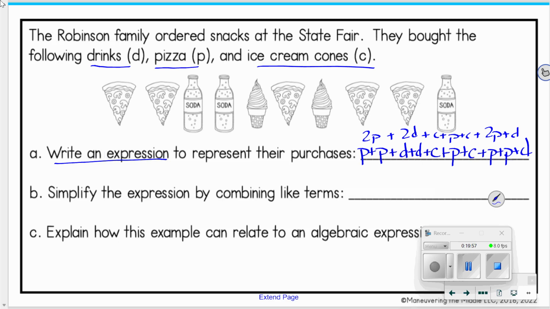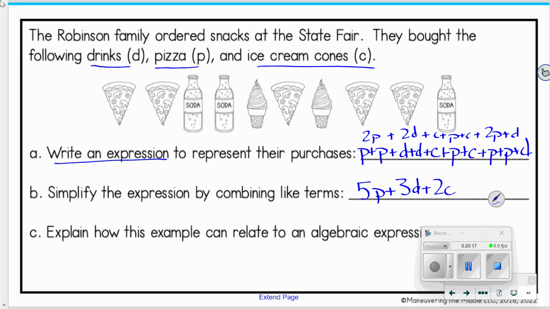The simplifying is literally where we put all of the same things together. So if you can start thinking in that way, simplifying means put all the same things together. So what are the same things? I had 5 P's, 3 D's, and 2 C's.